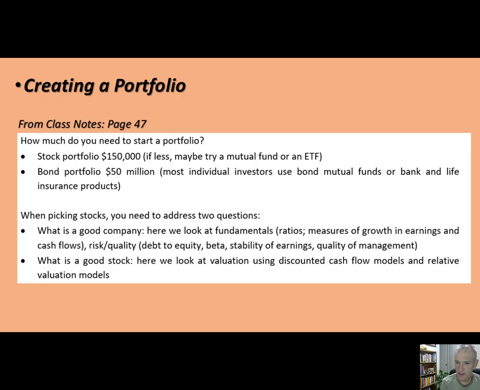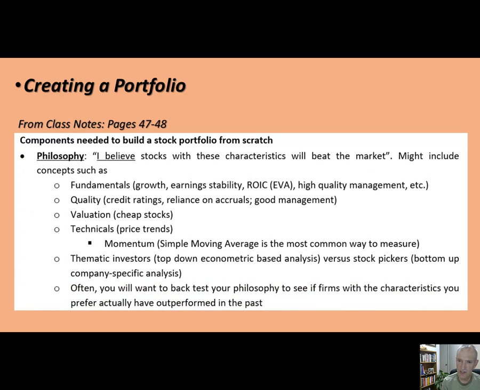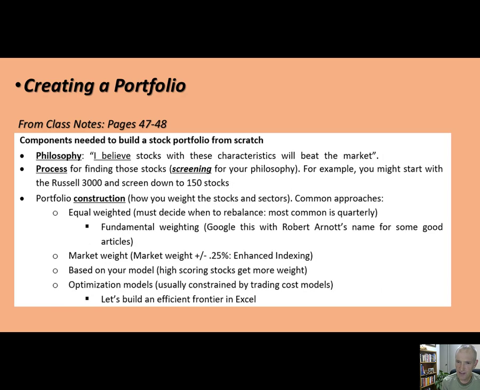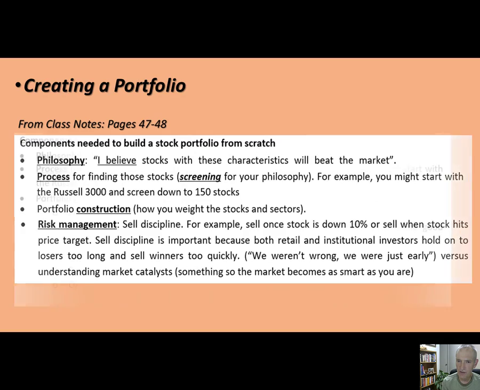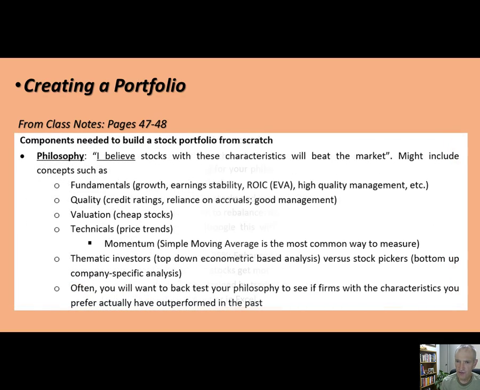So good company, good stock, and you need to have some kind of process to do that. So here's the process I want you to think about, or this is the procedure, or just the thought process to go through. So you need a philosophy, you need a process, you need some way to do portfolio construction, and then you need risk management. So let's go through those. The first thing you need is a philosophy. Your philosophy will say something along the lines of, I believe, or we believe, stocks with these characteristics will beat the market. Now, what could that be?